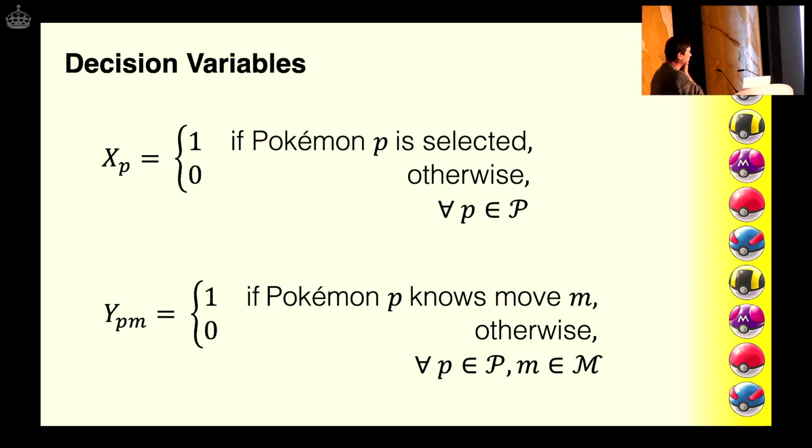In order to do that, I need some decision variables, and I'll go through this fairly quickly because I don't expect you to be able to read all this. Okay? But I have 2 sets of decision variables. XP is a binary variable that will be 1 if Pokemon P is in my team, 0 if they are not. Just a simple yes or no. And I have another set of decision variables, YPM, that will be set to 1 if Pokemon P knows move M, 0 if not. They are the things I am trying to determine.